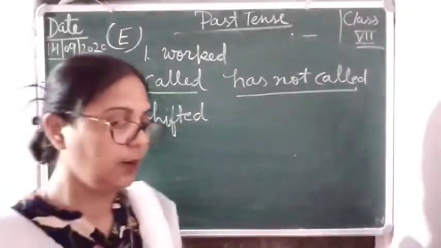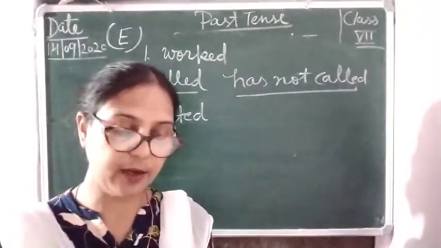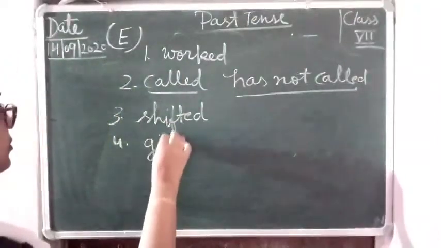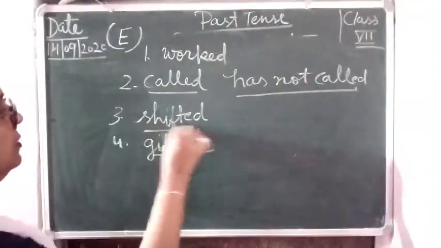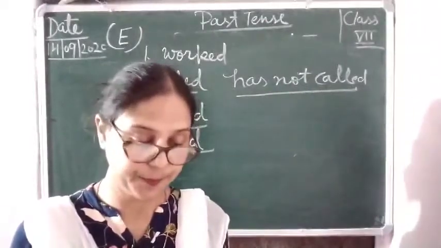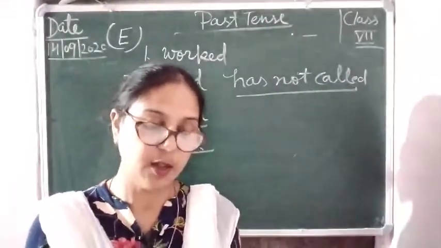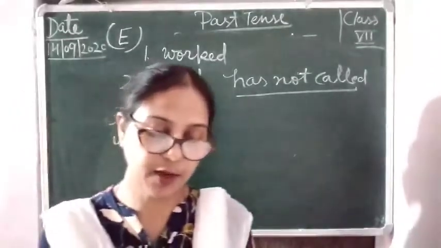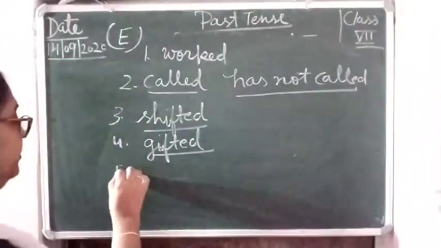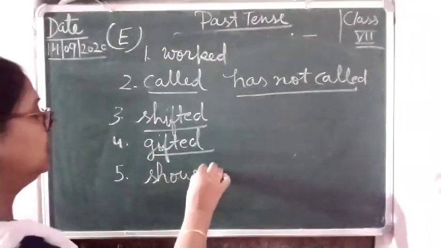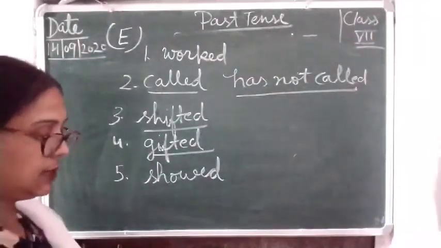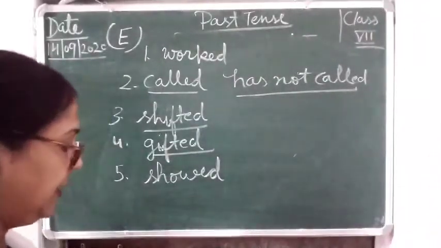Now number four, Mother dash him a black jacket yesterday. Mother gifted him a black jacket yesterday. Now fifth, the magician dash us some amazing tricks last Sunday. So show is given. Now showed will be there, last Sunday, because it's talking about past tense. The magician showed us some amazing tricks last Sunday.